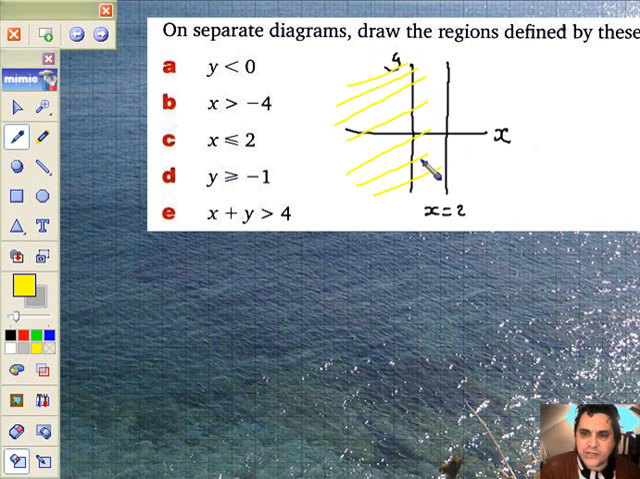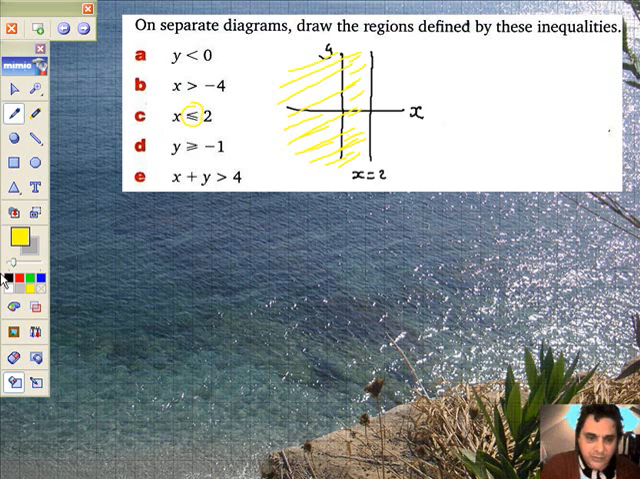So all this region here is where all the coordinates have an x value less than 2. To the left of this black line, x is less than or equal to 2. Please note that if x is equal to 2, I'm allowed to sit on that line as well. So I can be less than 2 or equal to it.